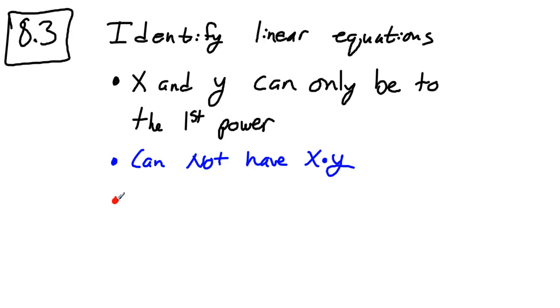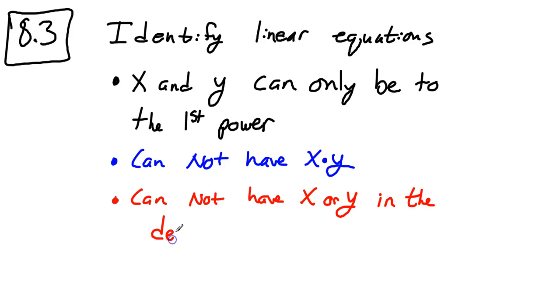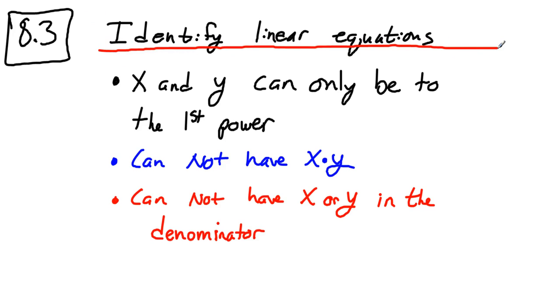And then the third thing you're looking for is you cannot have x or y in the denominator. So really, instead of it being what it is, it's more of what it's not. If you're talking about what makes something linear, you can almost say it's three things it cannot be. It cannot have x to the second power or bigger, or y to the second power or bigger. You cannot have x times y, and you cannot have x or y in the denominator. If it's not one of those three things, then you're pretty much good to go.